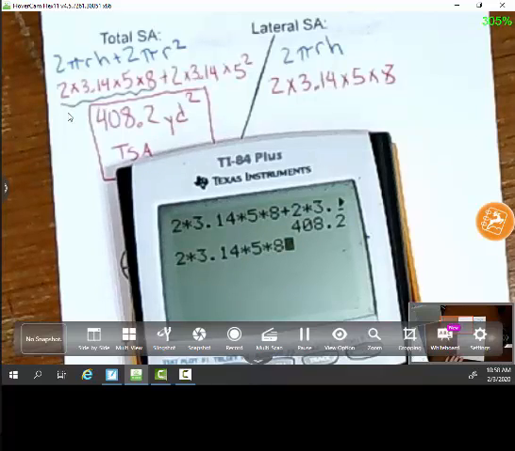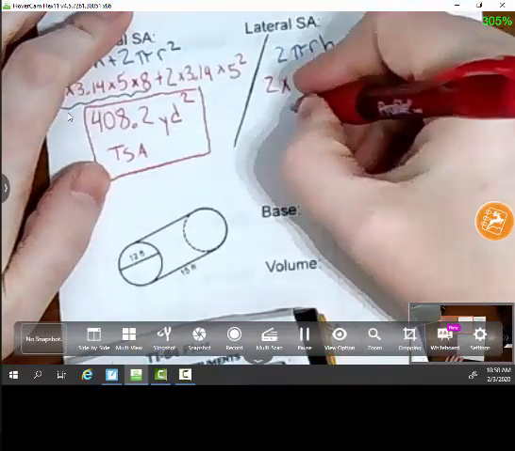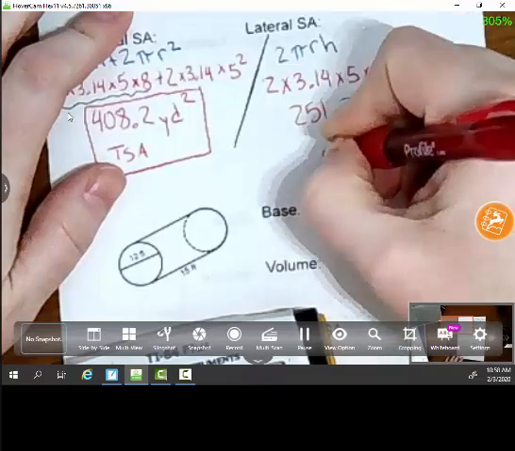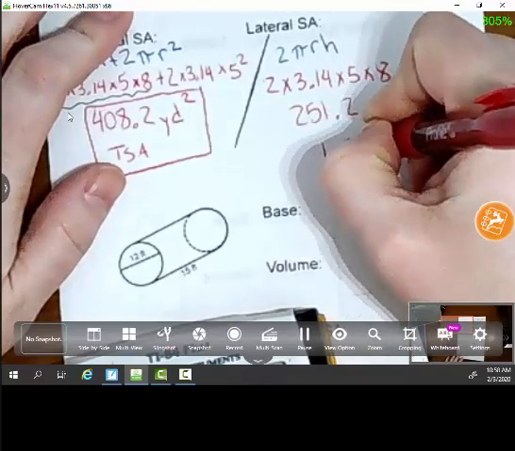Alright, 2 pi r h is 251.2 yards squared, and that's lateral surface area.